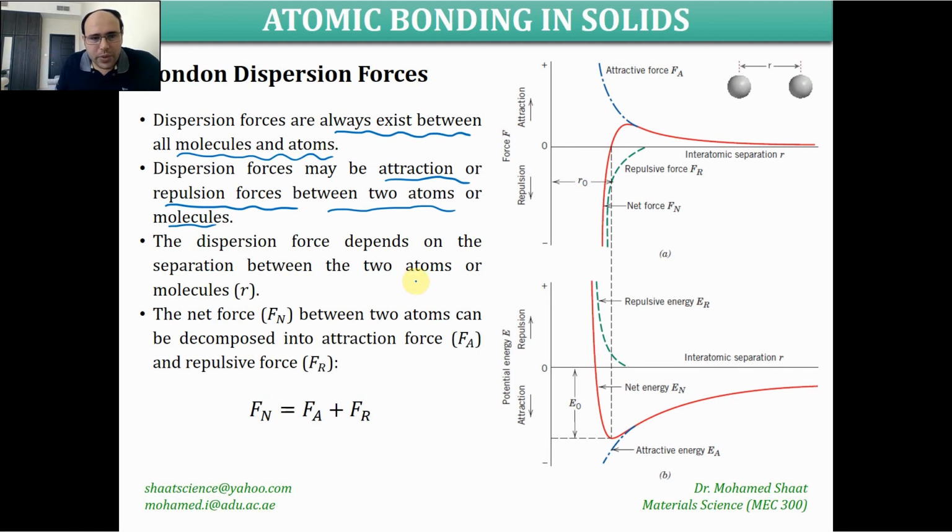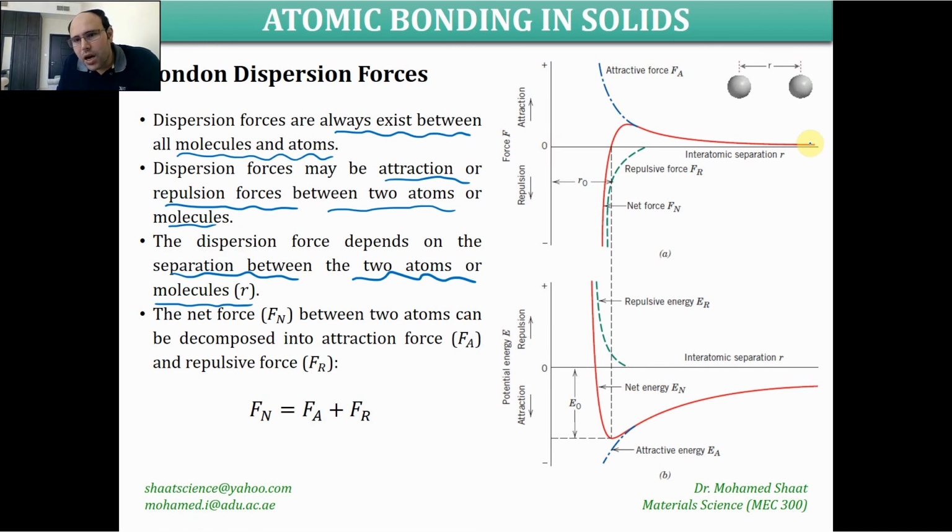So the dispersion force depends on the separation, or the distance, between two atoms or two molecules, which we're going to give the symbol R. Assume that you have one atom here and another atom there, and the distance between them is R. If we draw the function of how that force depends on the distance R, as you can see, when R is very high, the magnitude of that force is almost 0. It decays exponentially as the distance R increases, to be almost 0 at a very high value of R.